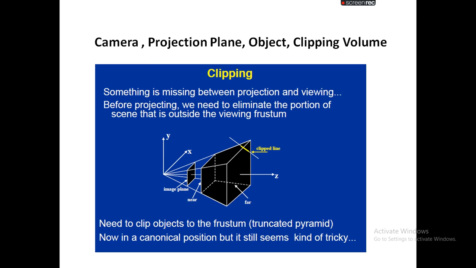But in the case of parallel projection, the projection lines are always parallel. Even if you move the object to an infinite distance, the shape and size of the object will never change. So this is the major difference between perspective projection and parallel projection.